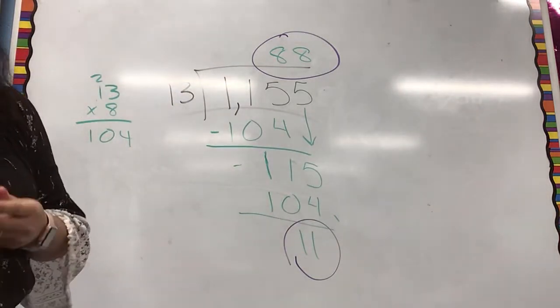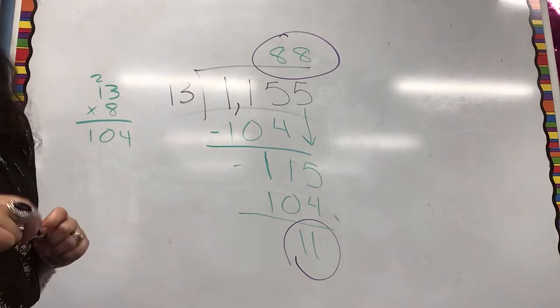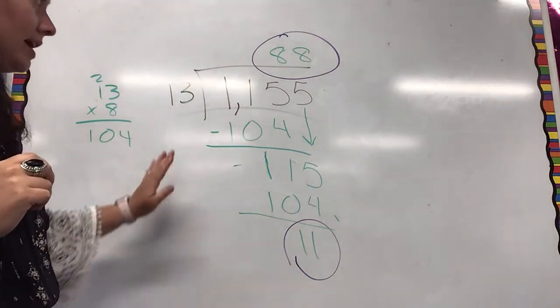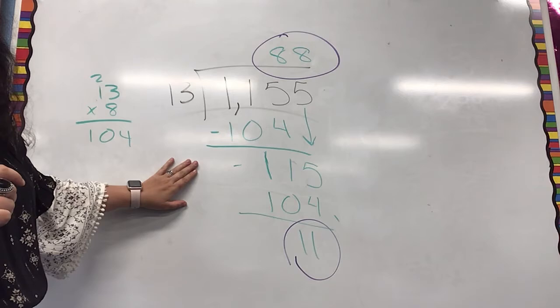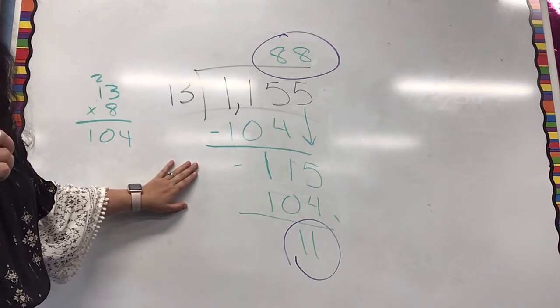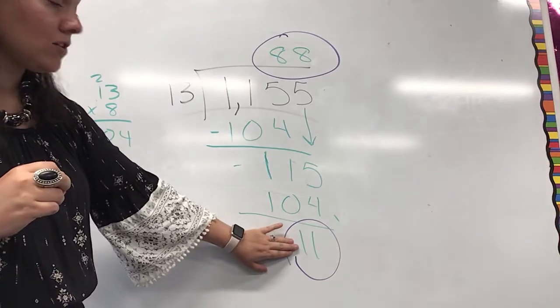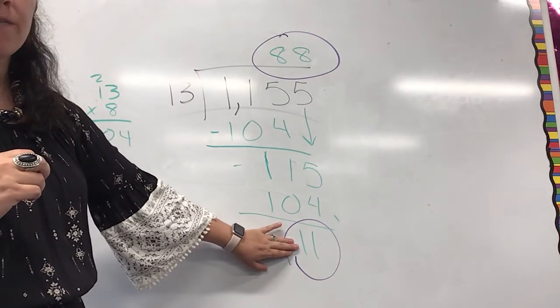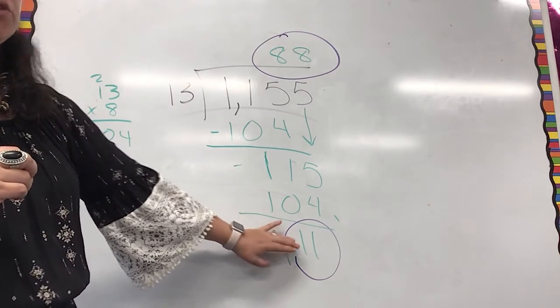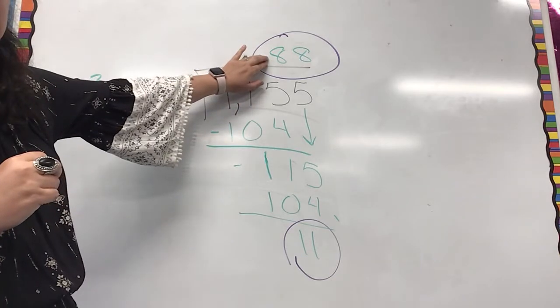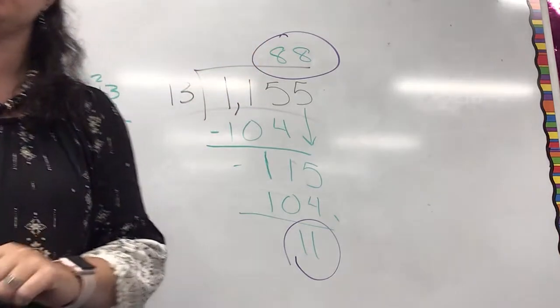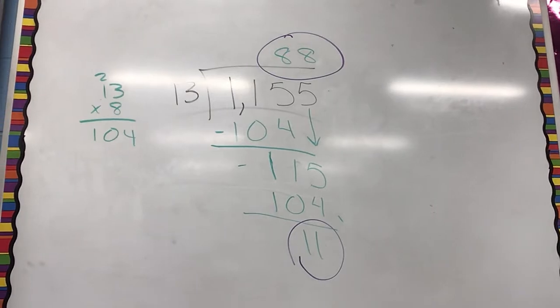88 point whatever it is, because the key word in this problem, guys, was that it said about how many each group gets. So I do not need an exact answer. Yes, I had 11 cookies left, but that's not enough for another group. So each group gets about 88, and I stop there. Pay attention to some of those key words, about.